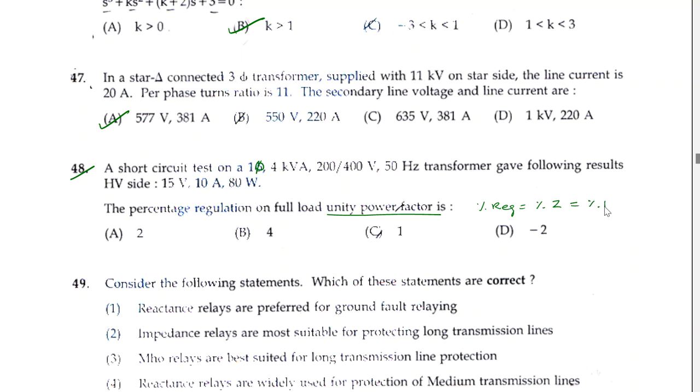Which is equal to percentage R, that is equal to WSC divided by the kVA rating. WSC is the short circuit watts, so it is 80 watts divided by the kVA rating, 4 into 10 power 3, into 100 for percentage. The 100 gets cancelled. So 8 by 4 is nothing but 2. So the answer will be 2 here.